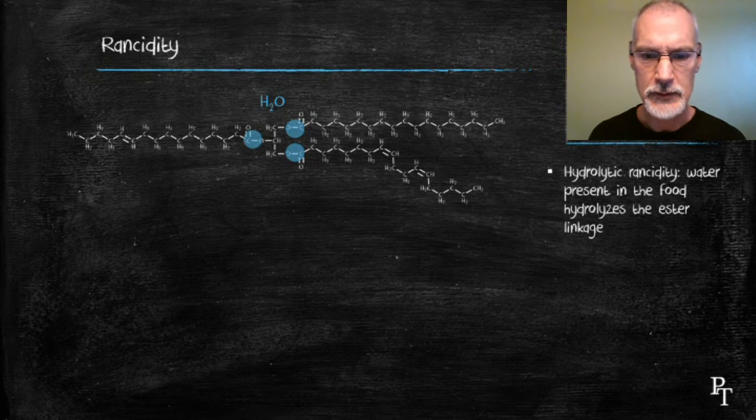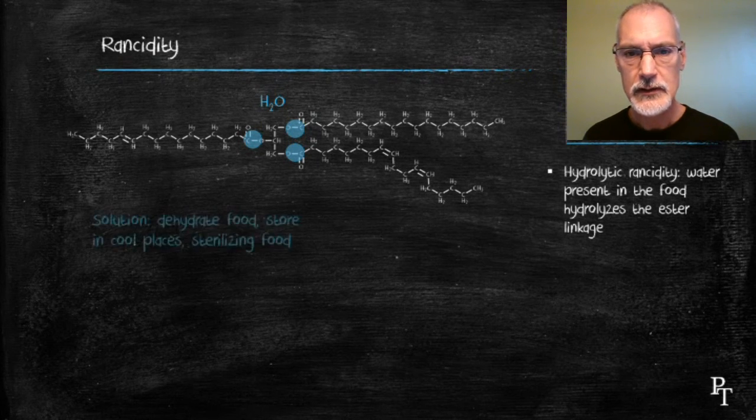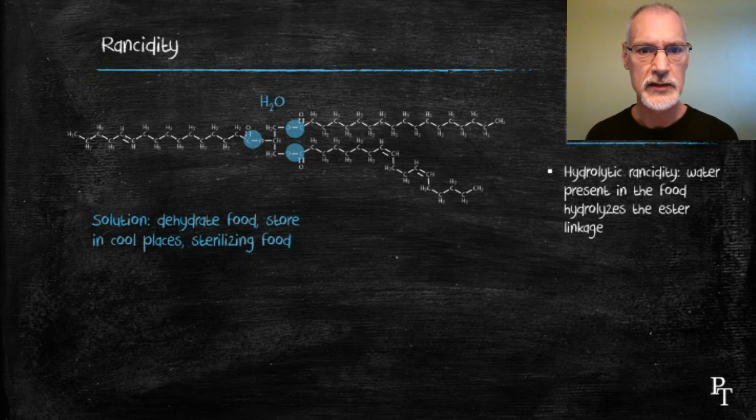To reduce this problem, there's a couple of things we can do. One is to reduce the amount of water that's available by dehydrating our food. Storing it in cool places will reduce the rate of the reaction. And finally, if you sterilize your food, that might remove any microorganisms that are present that might produce lipases, which catalyze this reaction.